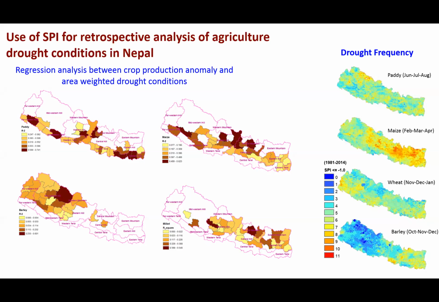There should be an extension of this study, understanding that if a particular district is more resilient, what are the practices which are happening and what are the drivers of that resilience. So this kind of drought assessment can also give us understanding on resilience and agroecosystem practices.